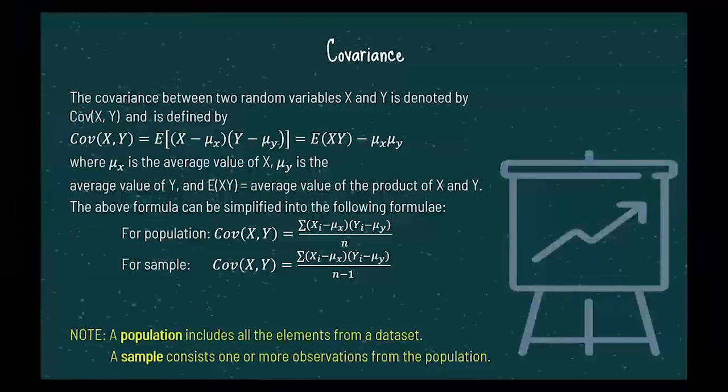To compute the covariance for population and sample, we will use these two formulas. For population, it will be the summation of xi minus mu x into yi minus mu y, where mu x and mu y are the means, divided by n. N is the number of elements in the dataset. The population includes all the elements, and a sample consists of one or more observations from the population. So in case of sample, the formula will be the summation of xi minus mu x into yi minus mu y divided by n minus 1. For sample, it will be n minus 1. For population, it will be n.